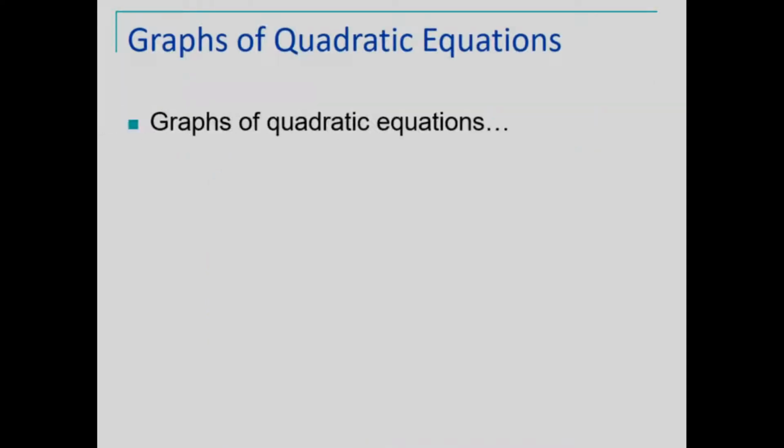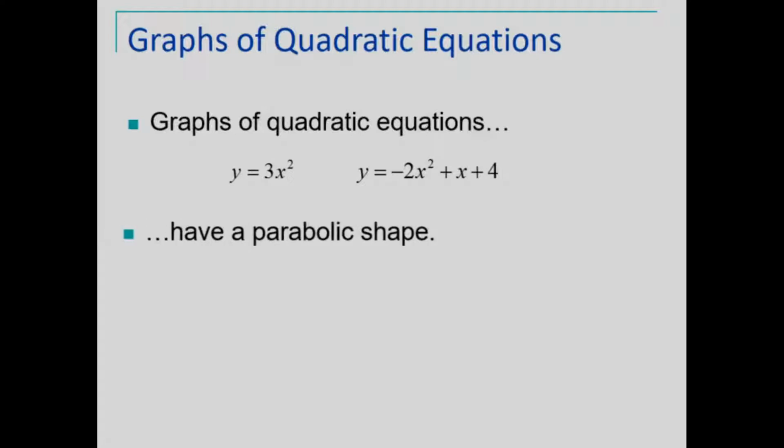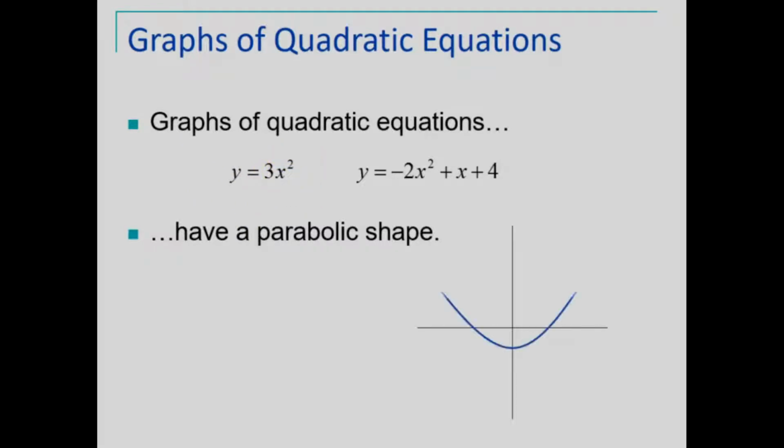The graph of a quadratic equation is called a parabola. Here we have two examples of quadratic equations, y equals 3x squared, and we'll illustrate here what the graph of that equation results in, which is known as a parabolic shape. Likewise, the second equation is also a quadratic equation, and it's noted here in red what the graph of that equation would look like.